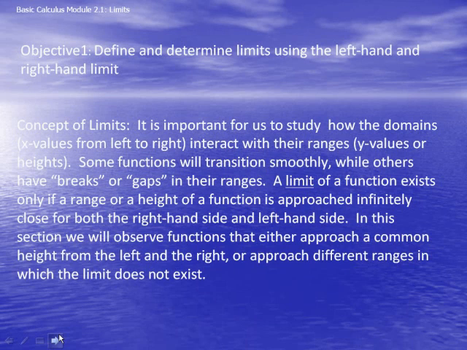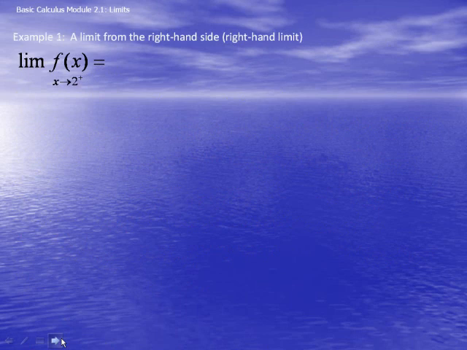In this section, we will observe functions that either approach a common height from the left and the right, or approach different heights in which the limit does not exist. Let's take a look at our first example where we're going to look at a limit from the right-hand side.